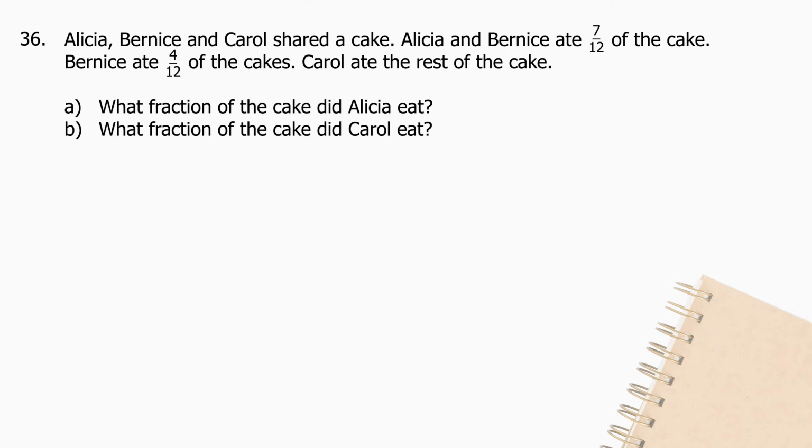Question 36. Alicia, Bernice, and Carol shared a cake. Alicia and Bernice ate 7/12 of the cake. Bernice ate 4/12 of the cake. Carol ate the rest of the cake. A. What fraction of the cake did Alicia eat? B. What fraction of the cake did Carol eat?